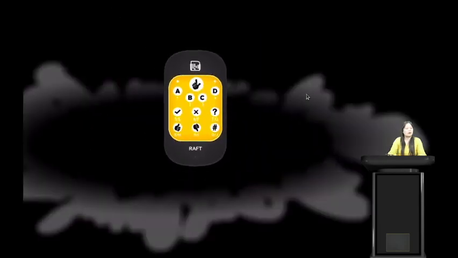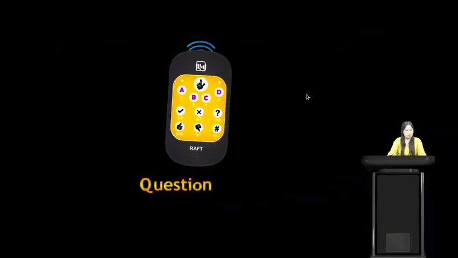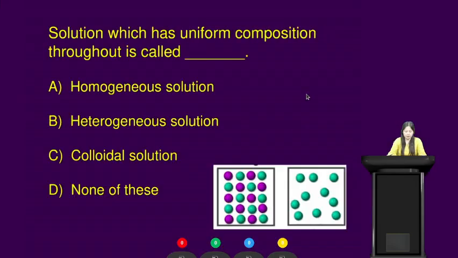All right students, we have another question. Please get your rough devices ready. The question is, a solution which has uniform composition throughout is called which of the following? I'm giving you 15 seconds for this question. Your time starts now. A solution which has uniform composition throughout is called option A, homogeneous, option B, heterogeneous, option C, colloidal, and option D is none of these.